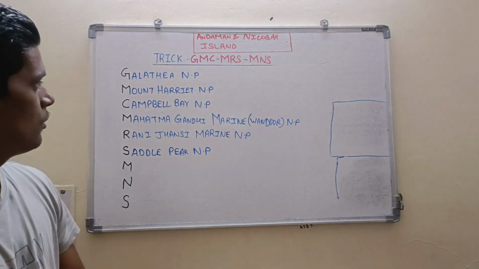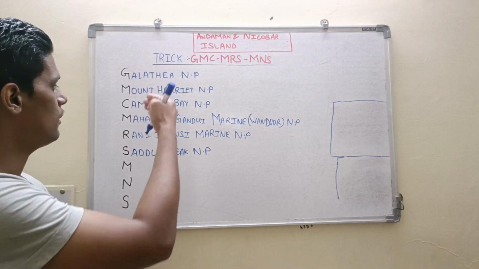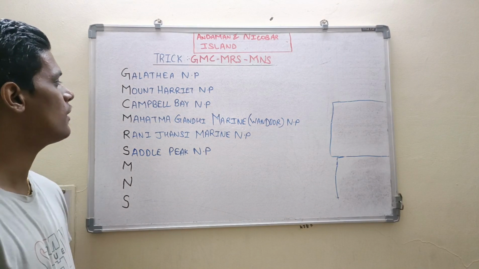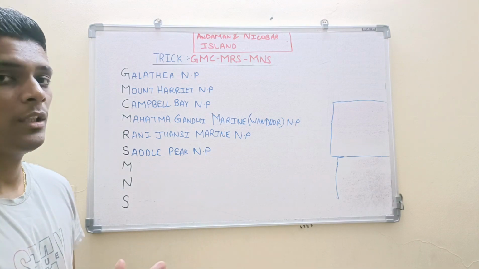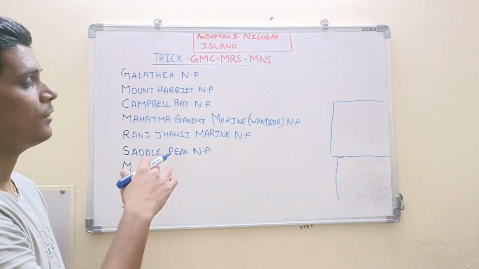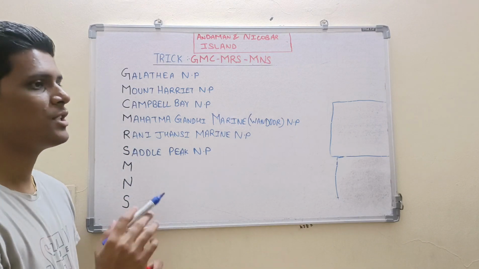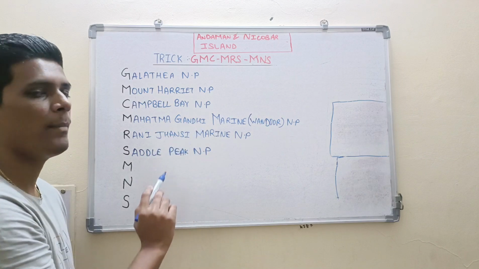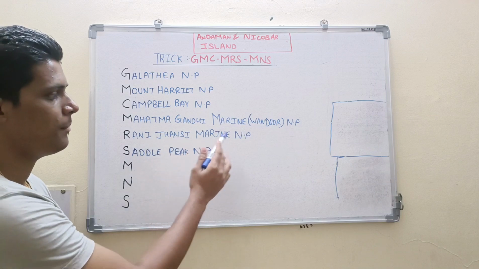Okay. So if you try to learn these 6 names by heart without this code, it will be very hard to remember names such as Galathea National Park, Mount Harriet, Mahatma Gandhi Marine Wonder National Park, Rani Jhansi Marine National Park, Saddle Peak National Park. Compared to that, if you just read this code, GMC MRS, you will know that G stands for Galathea National Park, M stands for Mount Harriet, C stands for Campbell Bay, then again M stands for Mahatma Gandhi Marine Wonder National Park, then R stands for Rani Jhansi Marine National Park.